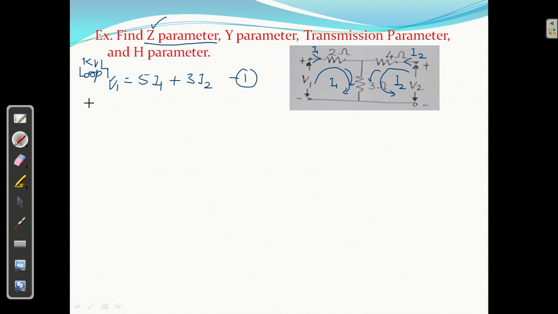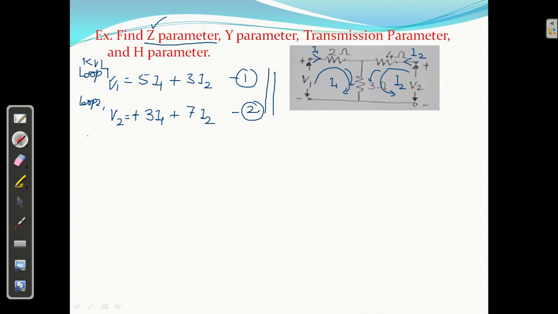Similarly, loop 2. When you talk loop 2, where does I2 flow? 4 plus 3, that is 7I2. At the same time, when you are talking about this loop, 3 ohm is common, I1 is also there, and I2 is downward, I1 is also downward, so plus what will come? 3I1 equal to what? Minus plus equal to V2. This is equation number 2. I got it.